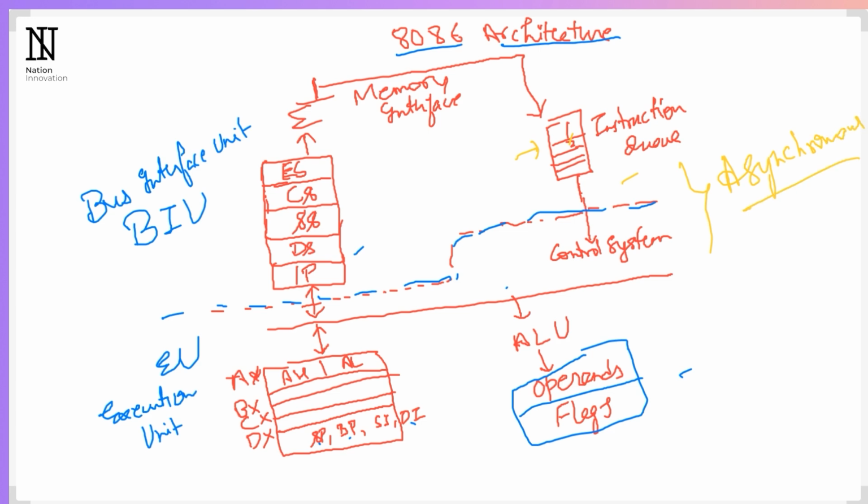That means the clocks of both these units are different, and this allows the 8086 microprocessor to have an overlapping instruction fetch and execution mechanism. For example, if instruction 1 is being executed, instruction 2 is being fetched at the same time. This is called pipelining, and this is very important for achieving highly efficient computations.